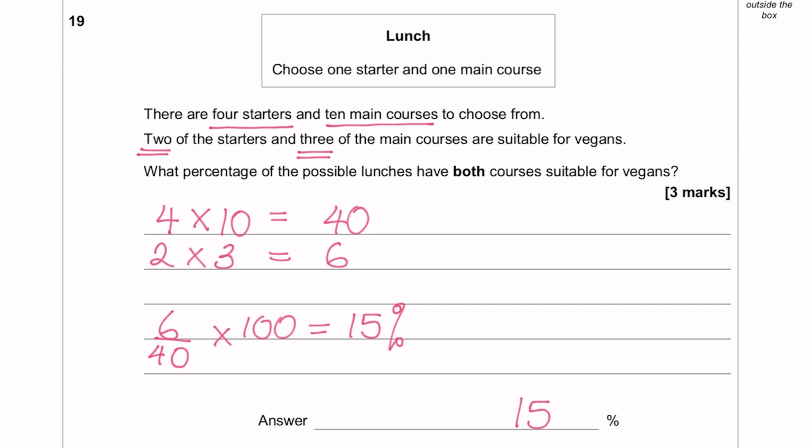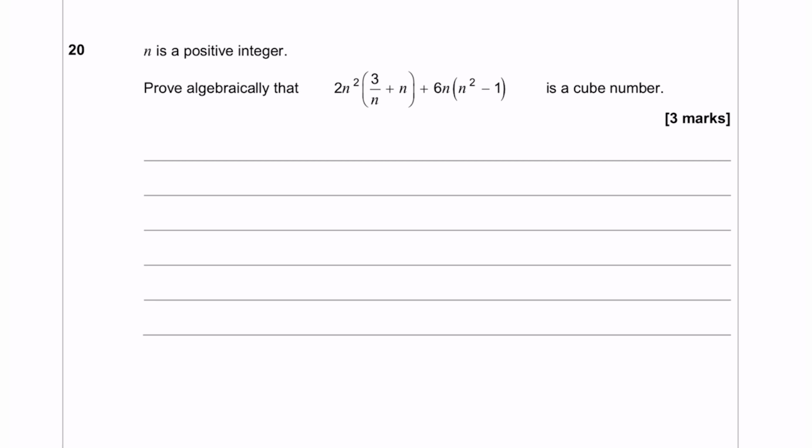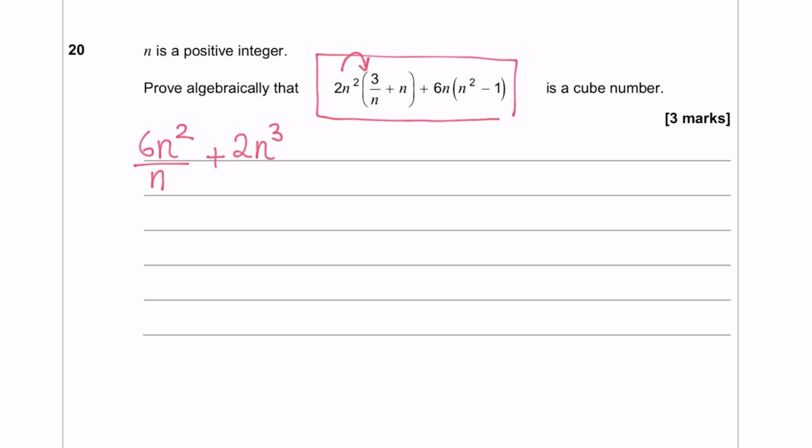Right, question 20. n is a positive integer. We want to prove algebraically that this is a cube number. Now you're like, what? If you're not sure what to do, you've got some algebra there. Just open out the brackets. Let's see what happens. So we're going to do this multiplied by this. Essentially we've got 2n squared times 3 over n, so that becomes 6n squared over n, plus 2n cubed, plus 6n times n squared, so plus 6n cubed, plus 6n minus 1, so minus 6n.